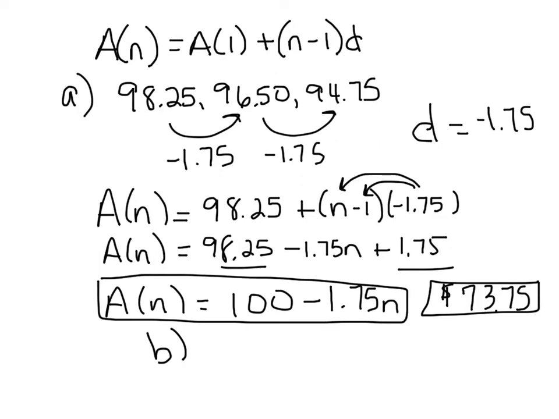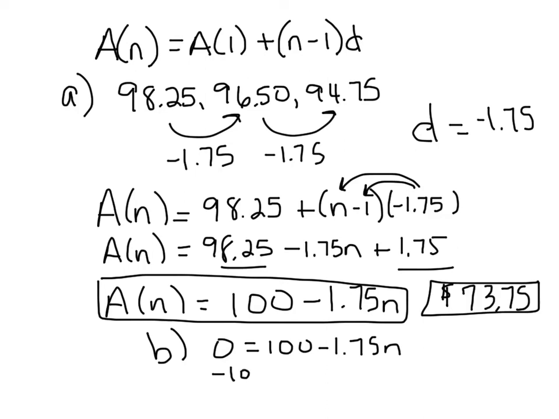B says, how many rides can be taken with a $100 pass? So we have a $100 pass. So how many total rides can be taken? Think about what you need to do. In order to find out how many rides can be taken to use all $100, we want $0 left. So I'm going to plug in 0 right here. So 0 equals 100 minus $1.75n.